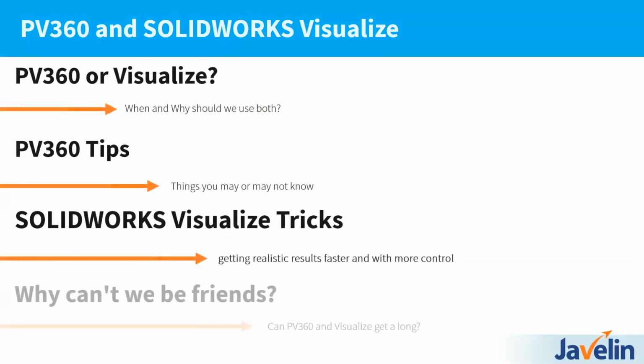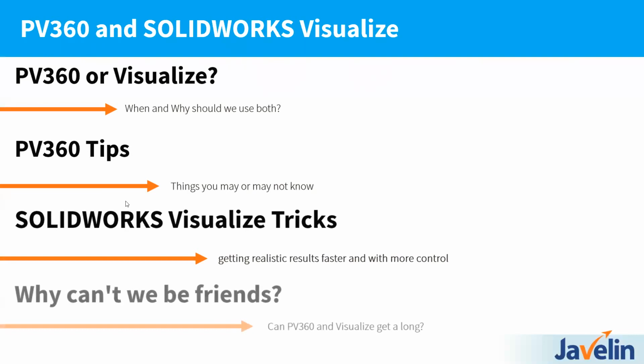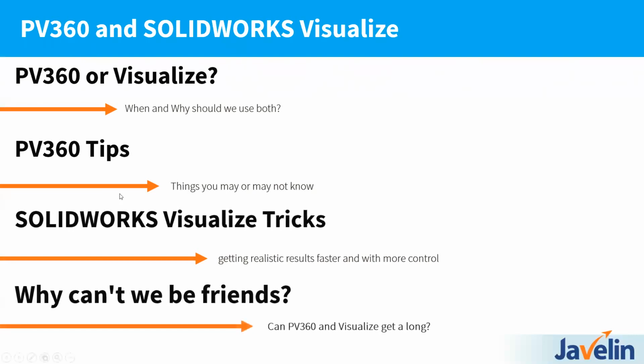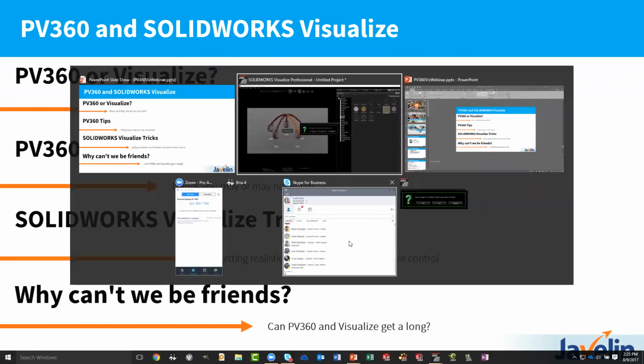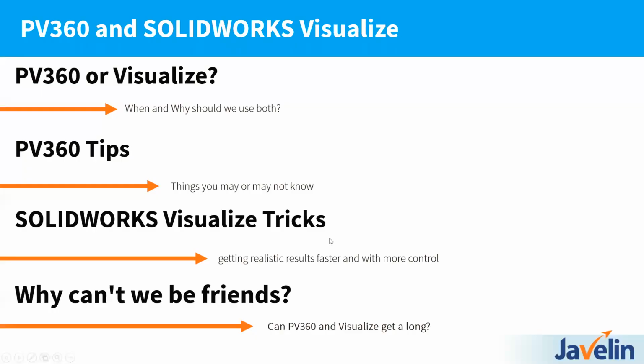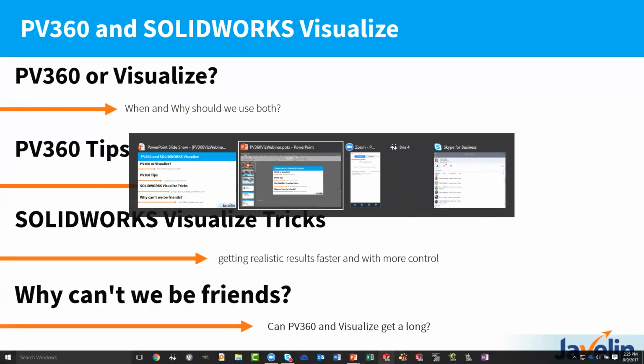And then just kind of the last thing we want to go over, I think we've got about 5 minutes left, is PhotoView 360 and Visualize getting along. Okay, and kind of using one or the other. So the big thing that I use PhotoView 360 for before going into Visualize is anytime that I have textures that require direction. Most of the time it's wood grain. So if I just shut down Visualize, and pop SOLIDWORKS open.